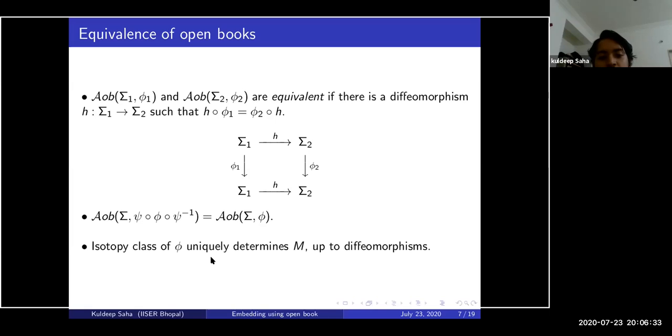And also note that the isotopy class of φ uniquely determines the total space M of the open book up to diffeomorphism.